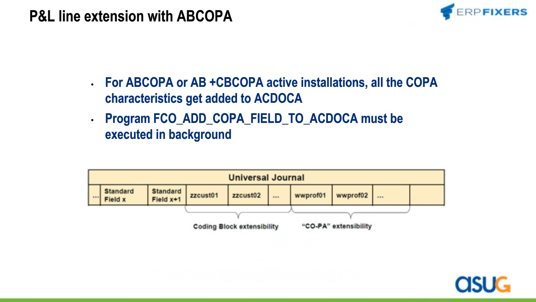So as I mentioned before, all the characteristics in account and costing-based COPA are added to this universal journal, ACDOCA. And if you want to add your own fields to the universal journal, which you can do with a coding block, you can add those fields to account-based COPA by running this program.